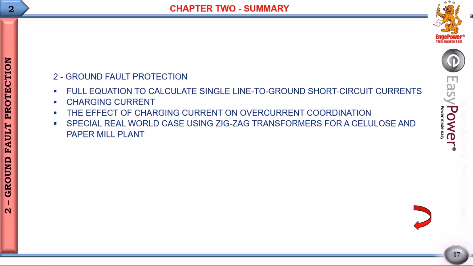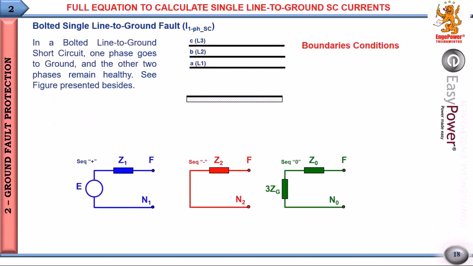Okay, so in this chapter, we are going to discuss some important topics related to single line to ground current, including the complete fault current equation. This complete fault current equation also takes into account the fault impedance and arc resistance. That's what we intend to show you. Bolted single line to ground fault. In this slide, we intend to show you the demonstration of the equation for the single line to ground bolted fault.